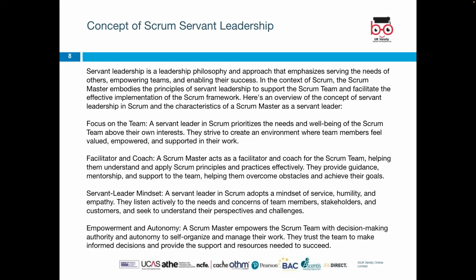We have the concept of Scrum servant leadership, which is our last topic for today. Servant leadership is a leadership philosophy and approach that emphasizes serving the needs of others, empowering teams, and enabling their success. In the context of Scrum, the Scrum Master embodies the principle of servant leadership to support the Scrum team. So you must be able to focus on the team, facilitate and coach, have a servant leadership mindset, and provide empowerment and autonomy.